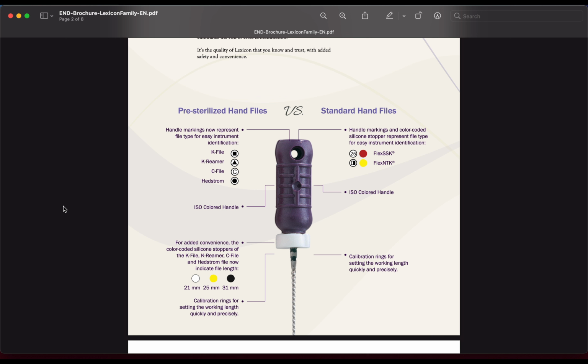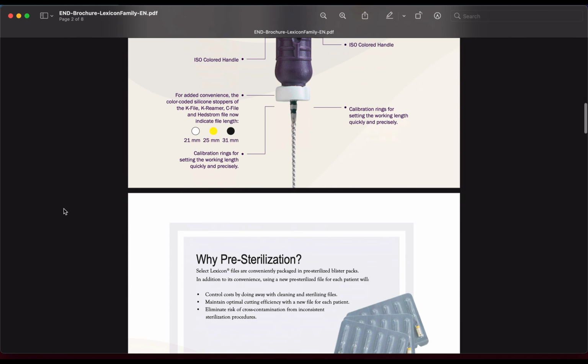Hedstroms are primarily used for retreatment cases, especially when there's a carrier-based obturation system that's inside the root canal space, but that's kind of beyond the scope of this course.